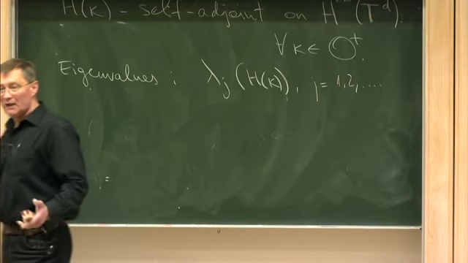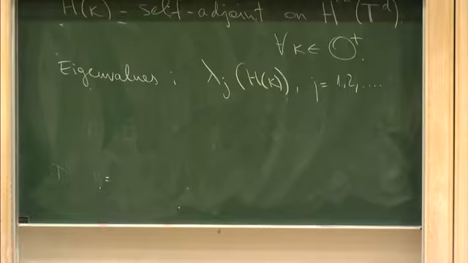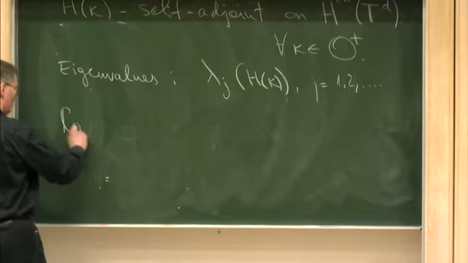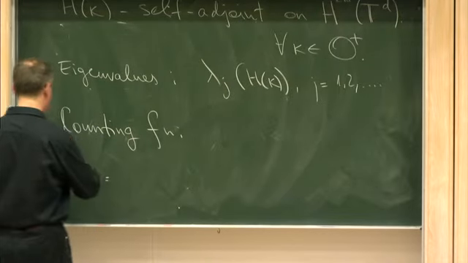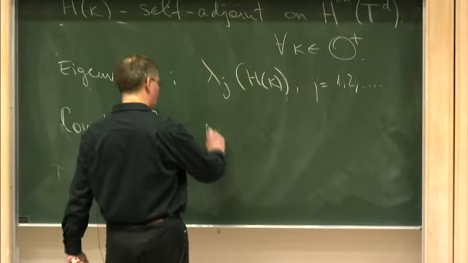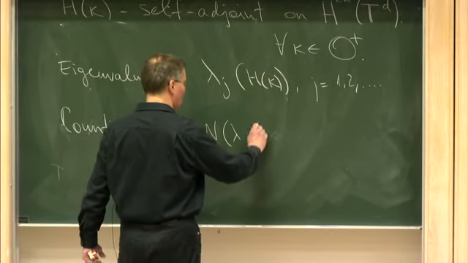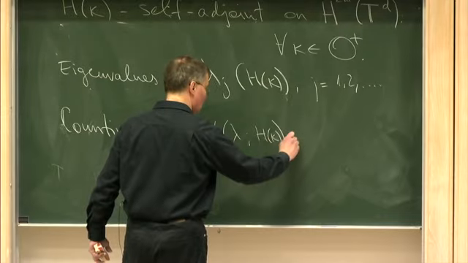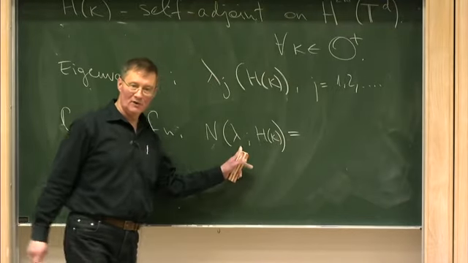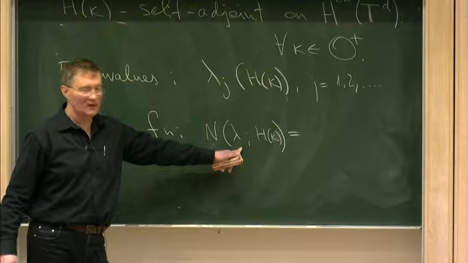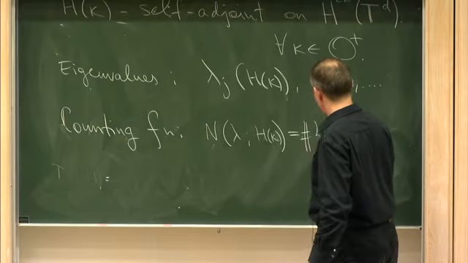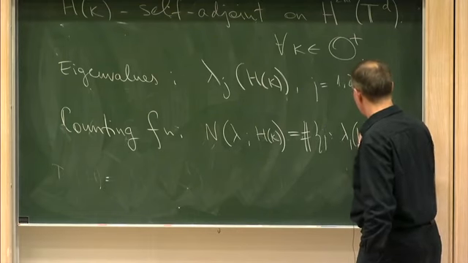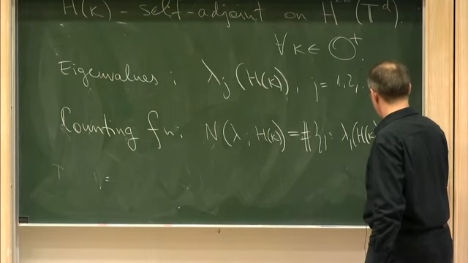Now, when we study eigenvalues, we use the counting function. So the counting function n, lambda, h of k: for a number lambda, I count all eigenvalues below lambda. So this is the number of those j's below lambda.